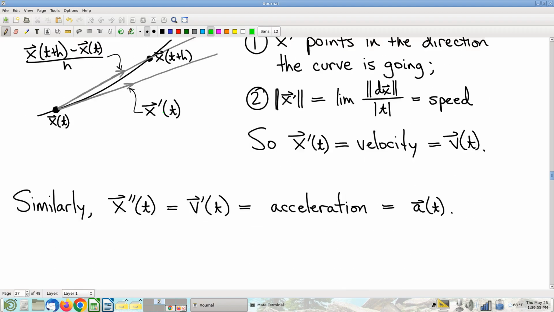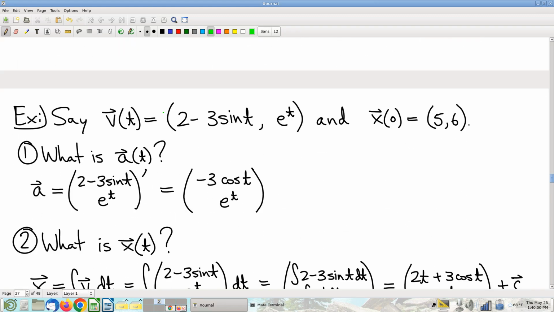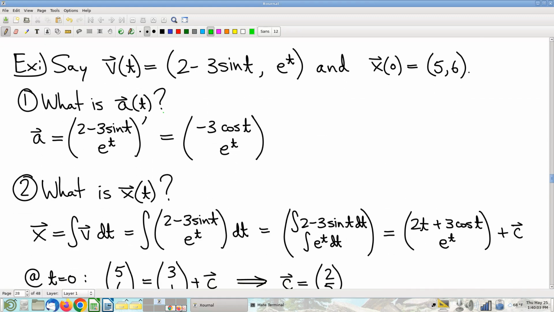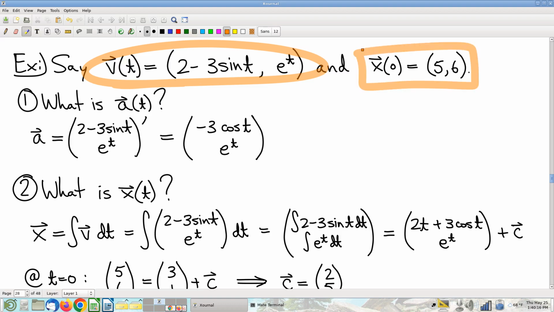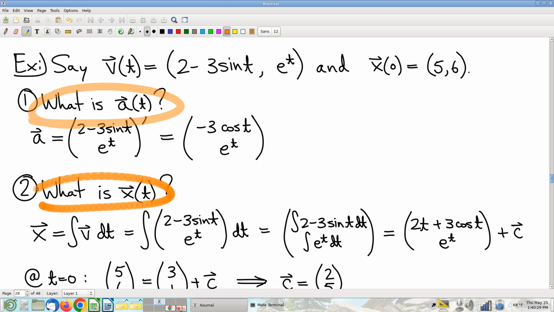Okay. All right. Likewise, acceleration is the derivative of velocity. This is a physics thing more than anything else. Let's see an example. Suppose that you are given a velocity, not a position, but a velocity as a function of time. And then some starting point. At time equals 0, the position is (5, 6). Given this information, what is the acceleration of this moving particle, and what is the position as a function of time of this moving particle?